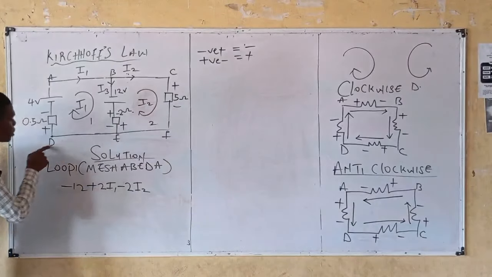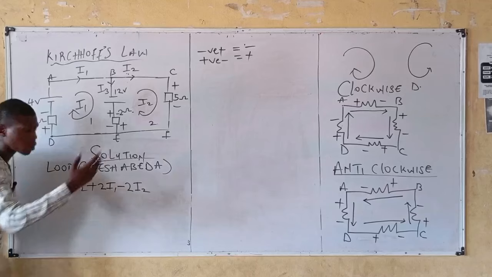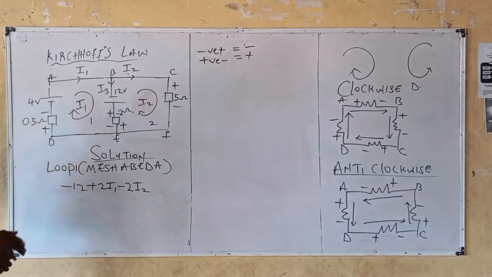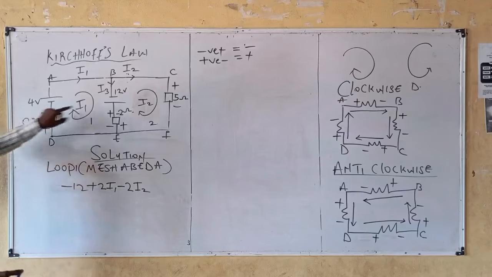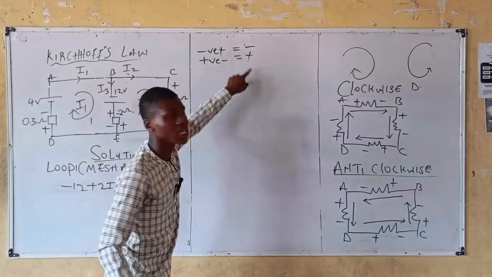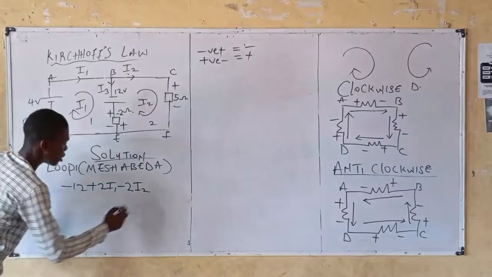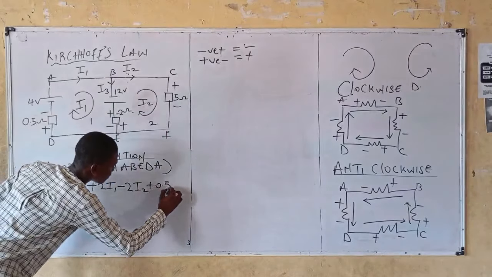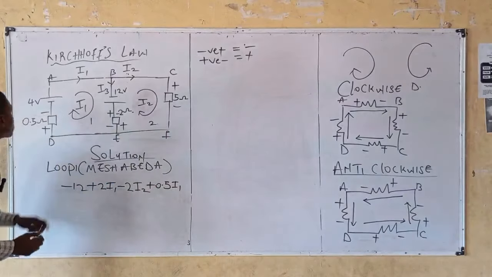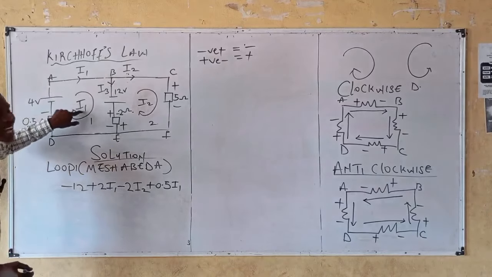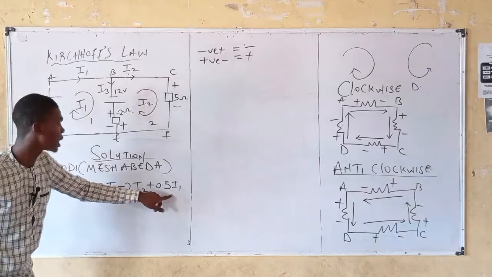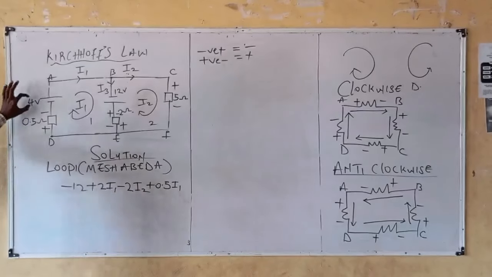Then branch ED, no circuit element. Move on. DA, we are having two circuit elements. The first one is this resistor, right? This resistor, it is moving from positive to negative. And if you are going from positive to negative, there is a voltage gain. Positive 0.5 I1. Why is it I1? 0.5 is present in loop 1, and the current in loop 1 is I1. That's it there, right? Then you are having a battery.